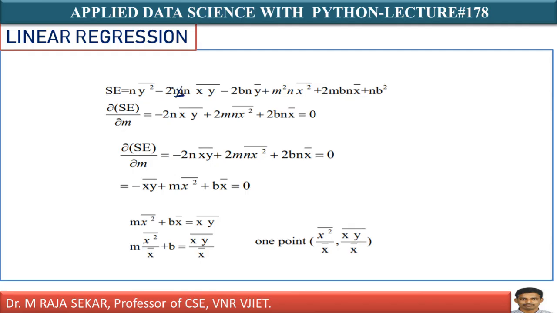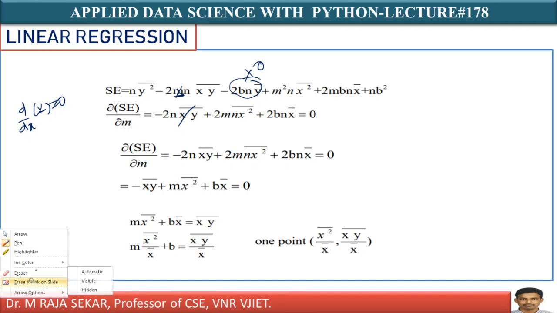Therefore, this will not be there. What will you get? Minus 2xy bar. Again, I differentiate with respect to m. Anyway, there is no m term. Therefore, it's constant. Constant differentiation is 0. You must understand d by dx of some k means 0. Constant differentiation is 0. Therefore, you need not bother about it.